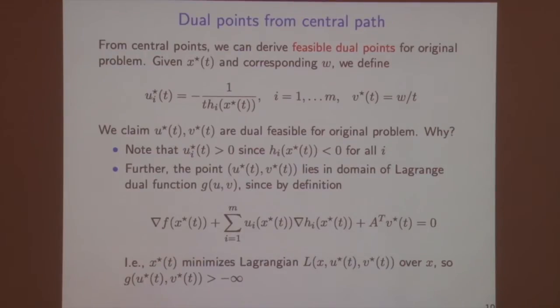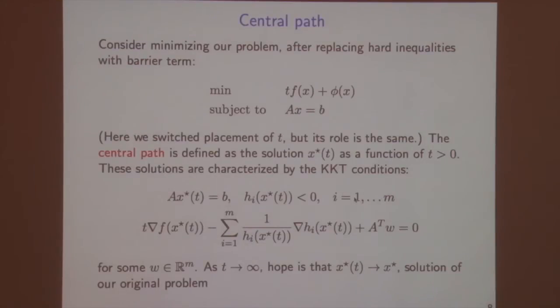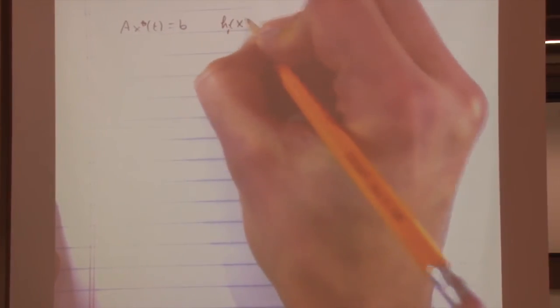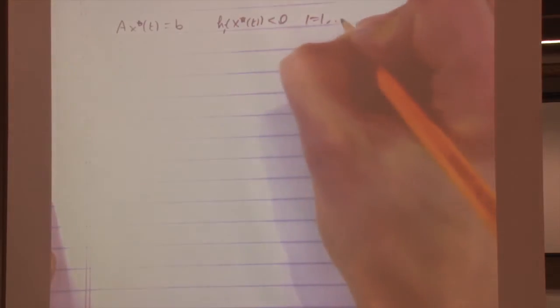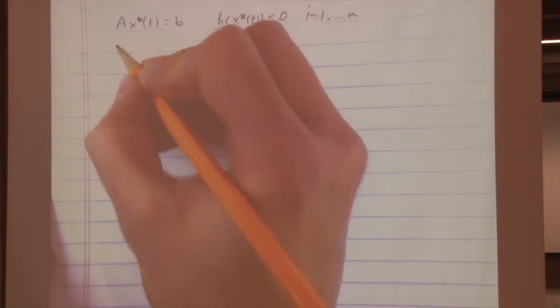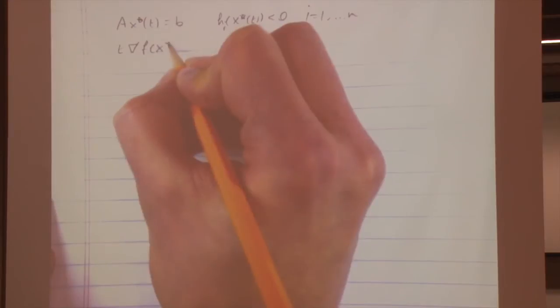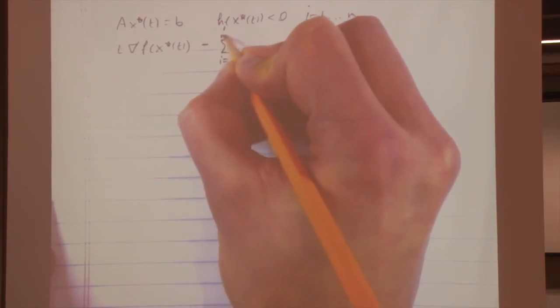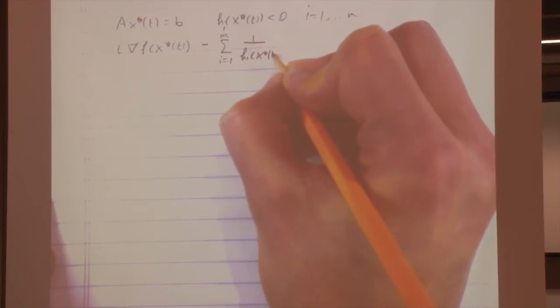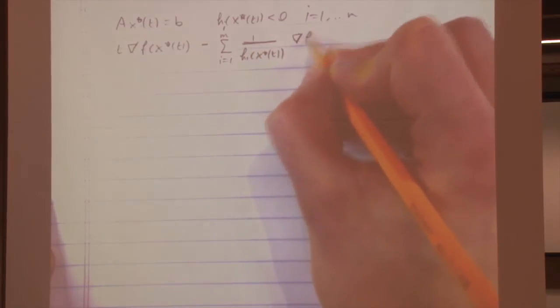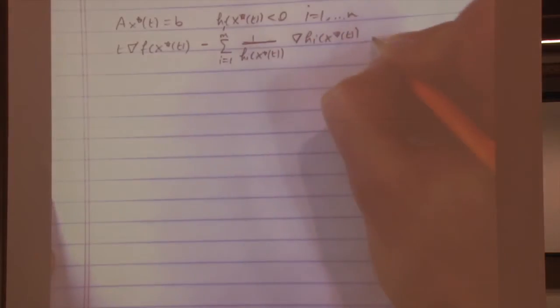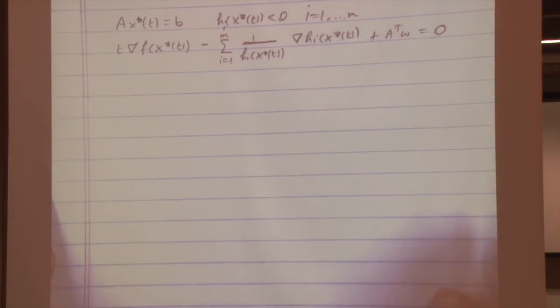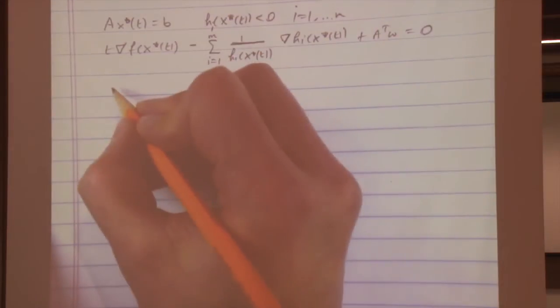So it's actually not very hard to define them. So remember, we had these KKT conditions here. I'll just write them out again, because we'll do a little bit of work on the paper. Right, A x star(t) equals b, and h_i of x star(t) is less than 0, i equals 1 to m. And we had the stationarity or centrality condition, which is t times the gradient of our original criterion plus the gradient of the log barrier function, but that looks like the following. Right, 1 over h_i of x star(t) times the gradient of that constraint function plus A transpose w equals 0. Okay? And this has to be true for some w.